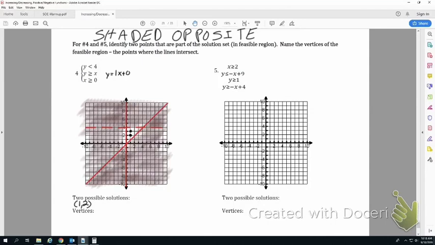Down here, it also asks for the vertices. Vertices is a fancy word for what? A vertex is a what? It's a what? Kind of just a corner. So a corner of the feasible region here.